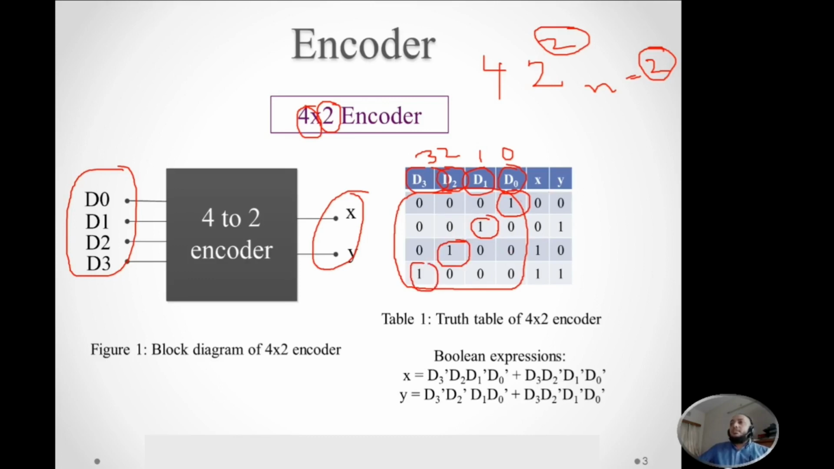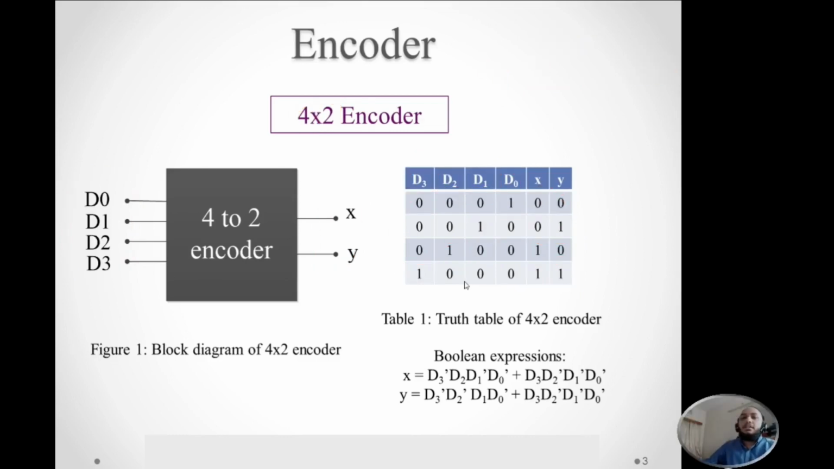That means here only 0 key is pressed, 1 is pressed, 2 is pressed, 3 is pressed. When 0 is pressed we are encoding into 0 0. When 1 is pressed we are encoding into 0 1. When 2 is pressed we are encoding into 1 0, and for 3 we are encoding into 1 1. So for 4 input lines we are getting 4 patterns.